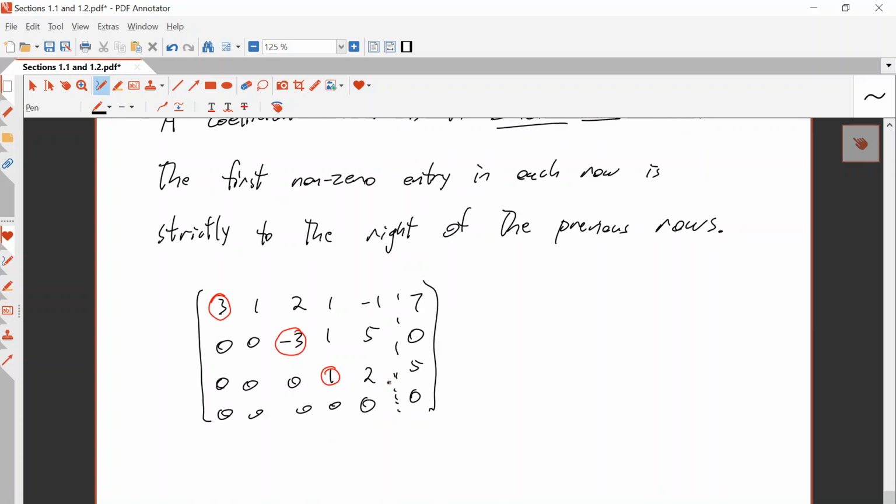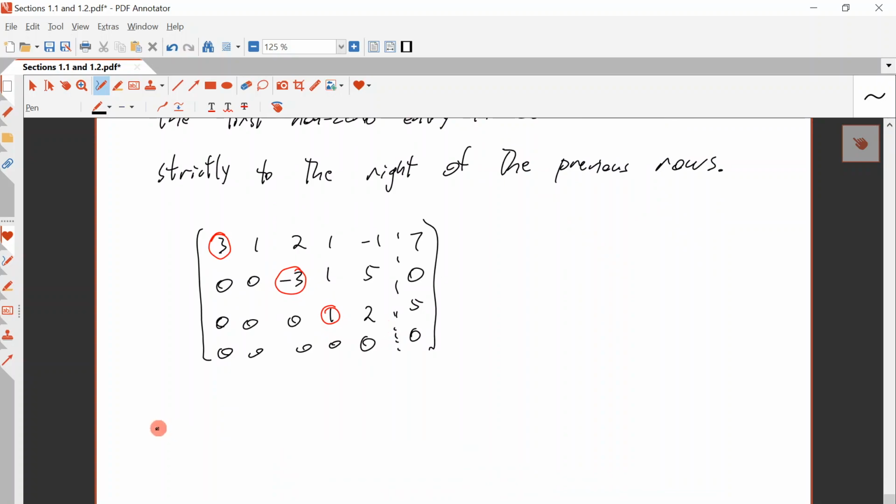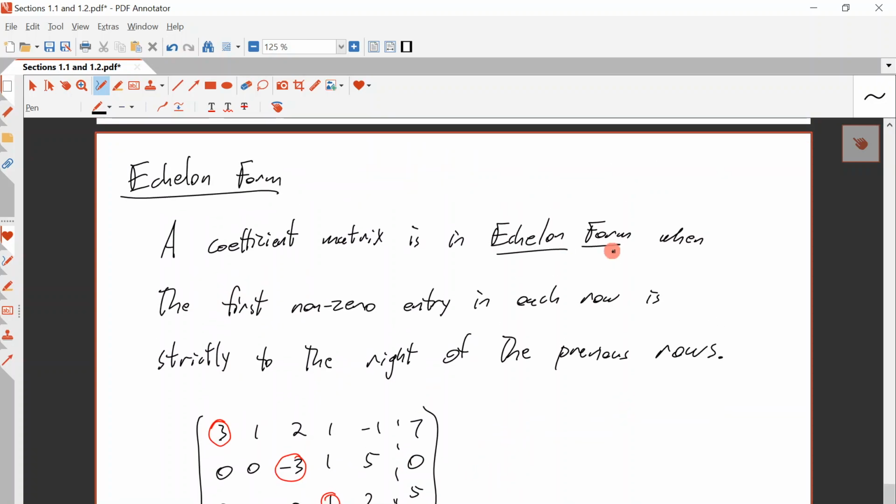Okay, so your row operations are geared towards getting your coefficient matrix into echelon form. Even better, a coefficient matrix is in reduced row echelon form. Also column echelon form.